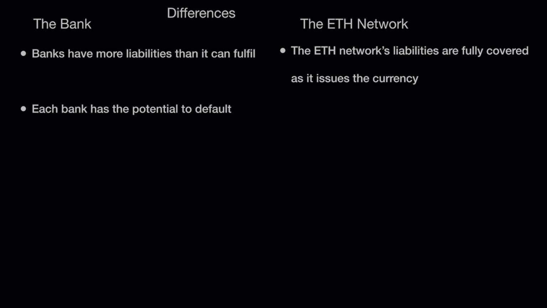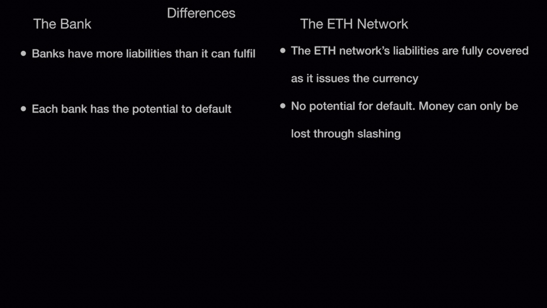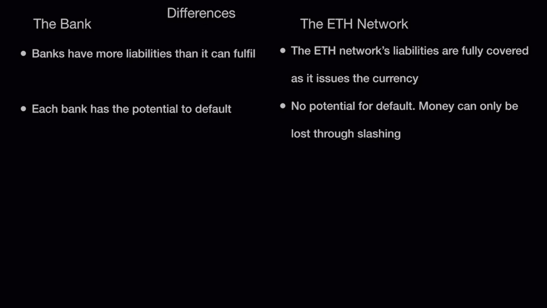Each bank can potentially default and not pay you back, whereas the Ethereum network doesn't really have that, unless the network breaks, which would be a big default to everyone. But you can lose some money through what's called slashing. If you produce an invalid block or you delay in producing a block, you can have some of your stake destroyed, which is why they stake in the first place. The more you stake, the more you have at stake, hence the word stake. You have more at stake to be destroyed.